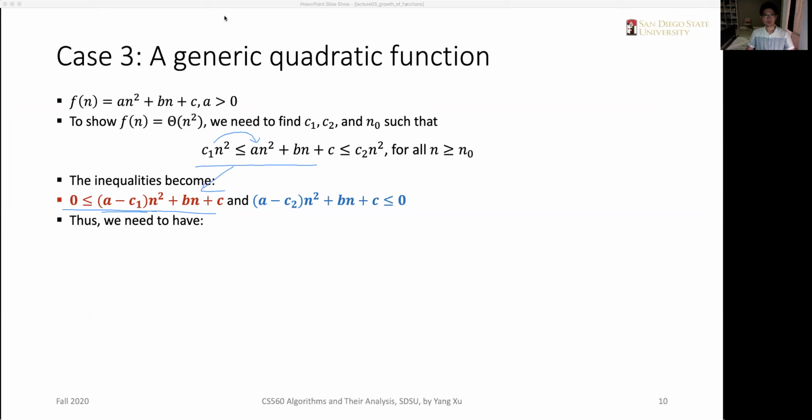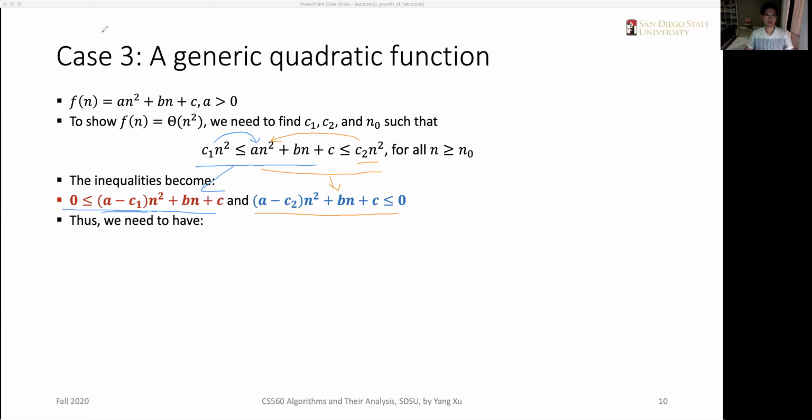And we can also move the term on the right to combine with the higher order term here, and we've got the inequality on the right to be this form. Okay, so now we have two inequalities to solve, and by observing the inequalities, we find that they are all quadratic functions, right?